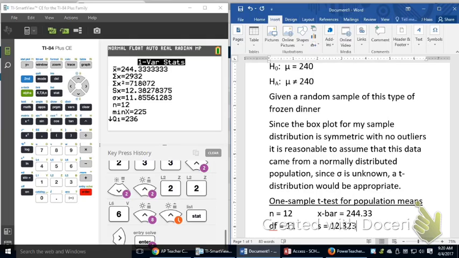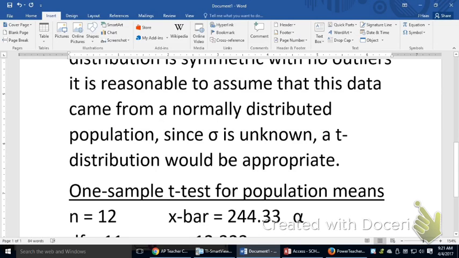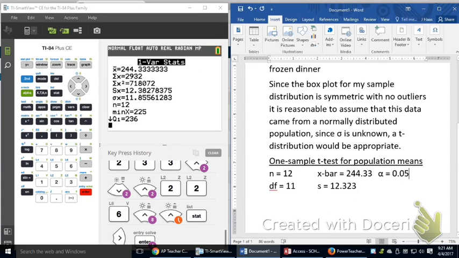Okay. Once you have that, it's time to go ahead and state my alpha. In this case, it does not appear that the problem gave us an alpha level, so a good alpha level to use is 0.05. If it doesn't give you one, that'll work as well as anything.